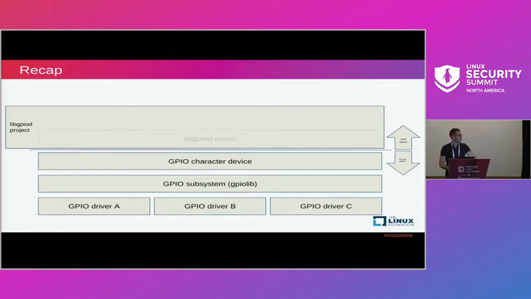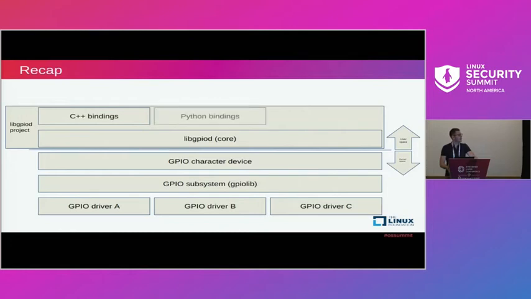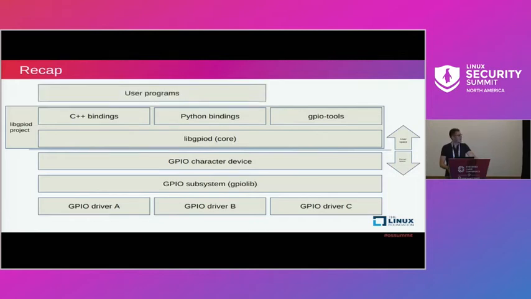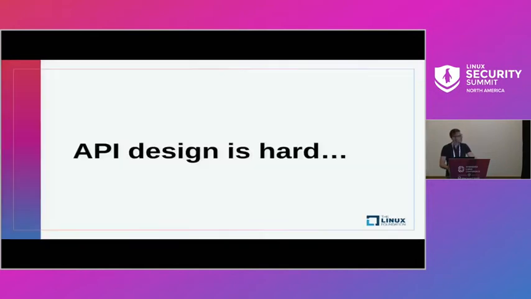It's comprised of the core C library, high-level language bindings built on top of that, and the GPIO tools, which are the command line tools. And then users can create their programs based on top of the library or command line tools using the provided tools.